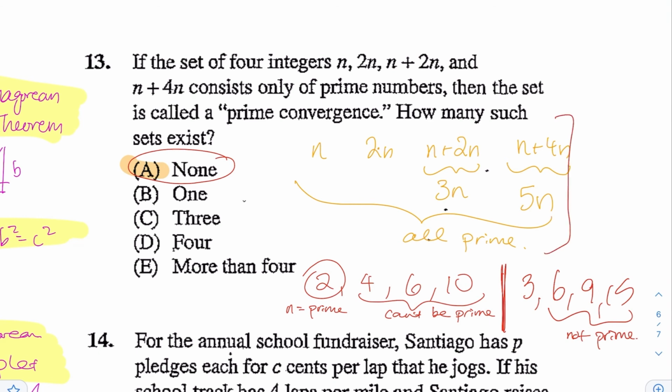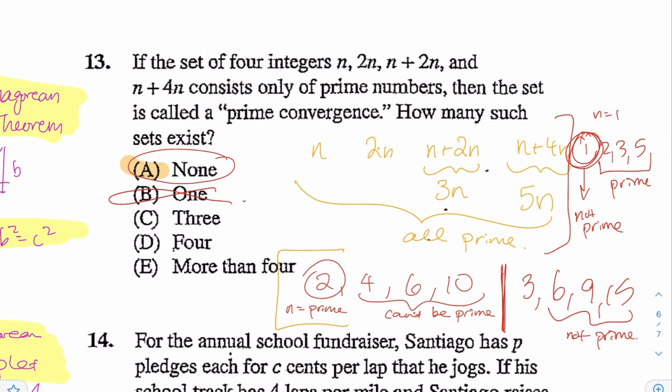Now, one thing that looks like it's going to work is to try n equal to 1. That'll be 1, 2, 3, and 5. Now, in this case, 2, 3, and 5 are prime, but remember, 1 is not prime. 1 is neither prime nor composite, so don't fall for that here. The answer is A, not choice B. So just be careful, our smallest prime number is 2.